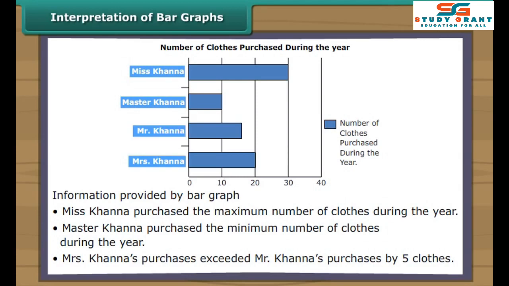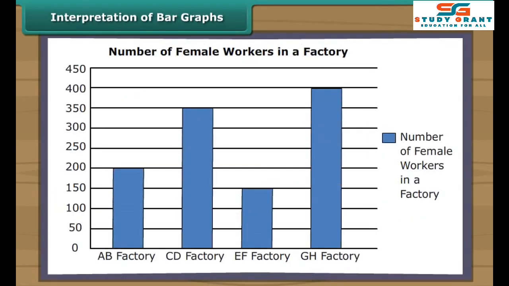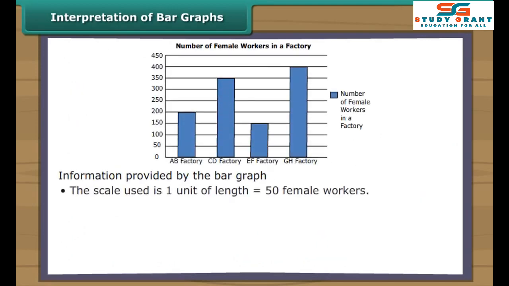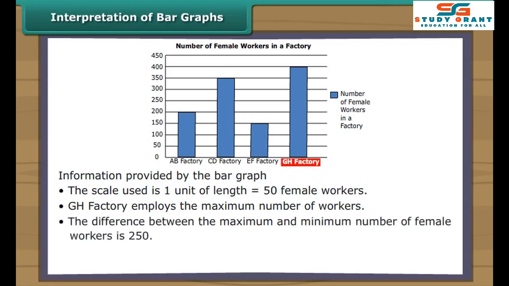1 unit of length represents 10 clothes purchased. It is clear from the bar graph that Miss Khanna purchased the maximum number of clothes during the year. Master Khanna purchased the minimum number of clothes during the year. Mrs. Khanna's purchases exceeded Mr. Khanna's purchases by 5 clothes. Let us interpret one more bar graph.